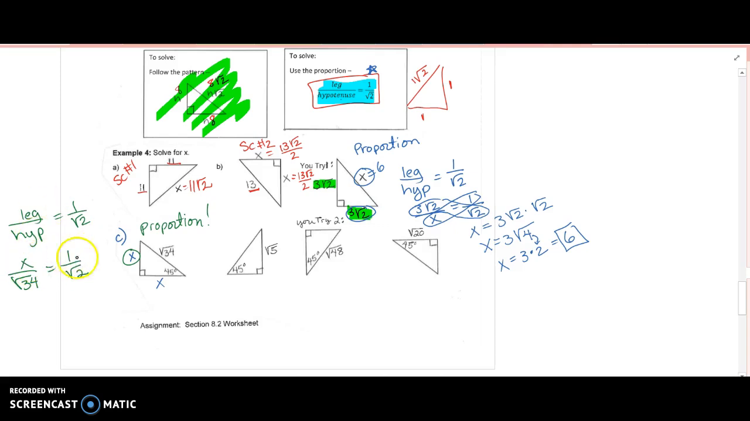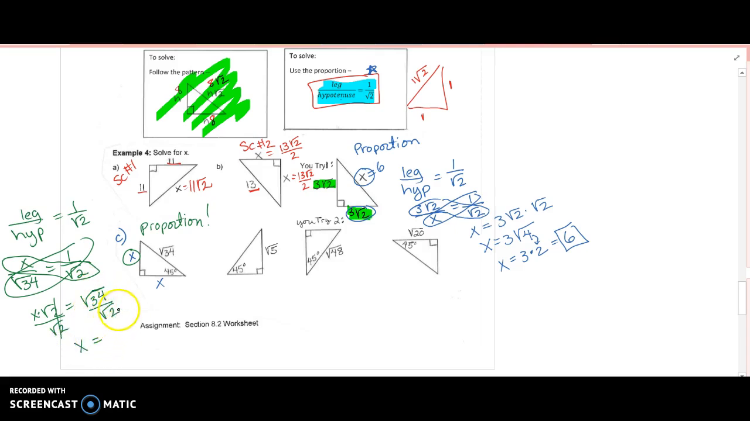All right, so we cross multiply: x times square root 2 equals 1 times square root 34. I'm just going to call that square root 34 because 1 times anything is itself. Ooh, how do I solve this? Okay, since x is times square root 2, to get rid of the square root 2, I divide by square root 2 on both sides to get x by itself.